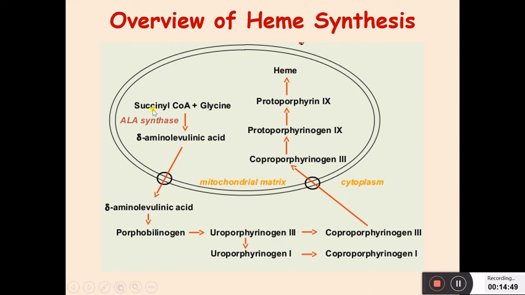Like I told you, succinyl coenzyme A condenses with glycine in the presence of ALA synthase, which acts as a catalyst to form delta amino levulinic acid. It then exits the mitochondria and forms porphobilinogen, and through a series of reactions it forms coproporphyrinogen, which then enters the mitochondria and forms protoporphyrin. Protoporphyrin then combines with Fe2+ ion to give heme.